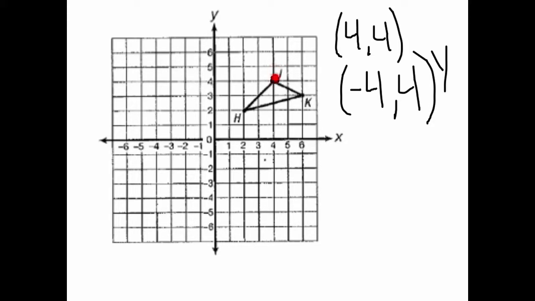So I see I'm 4 spaces away, so I'm going to count to the y-axis. 1, 2, 3, 4. And then I'm going to go 4 spaces more. 1, 2, 3, 4. Drop off my point at -4, 4. And this becomes J prime.